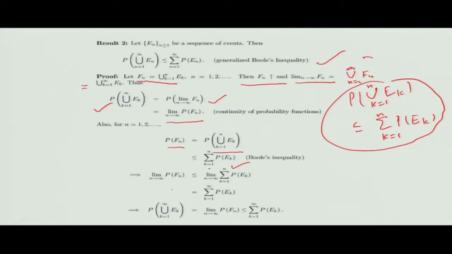So I take the limit on both sides, so limit of probability of Fn will be less than or equal to limit n going to infinity of summation k equal to 1 to n probability of Ek, which is the same as the limit of a partial sum, which is the same as the series summation k equal to 1 to infinity probability of Ek. So if you combine these two, you get probability of union k equal to 1 to infinity of Ek, which is the same as limit of probability of Fn, which from here is less than or equal to summation k equal to 1 to infinity probability of Ek. So this proves the generalized Boole's inequality.